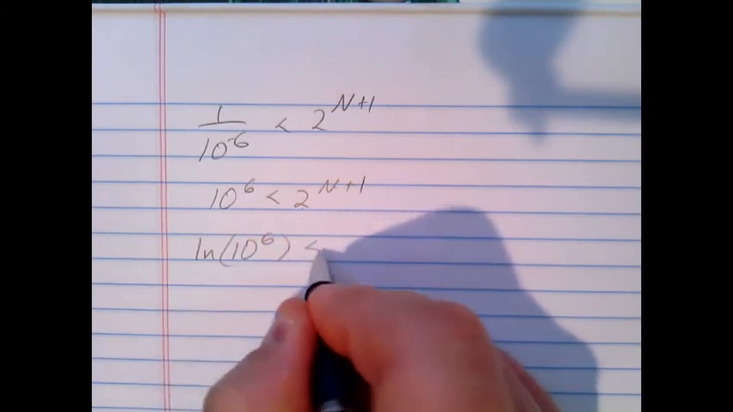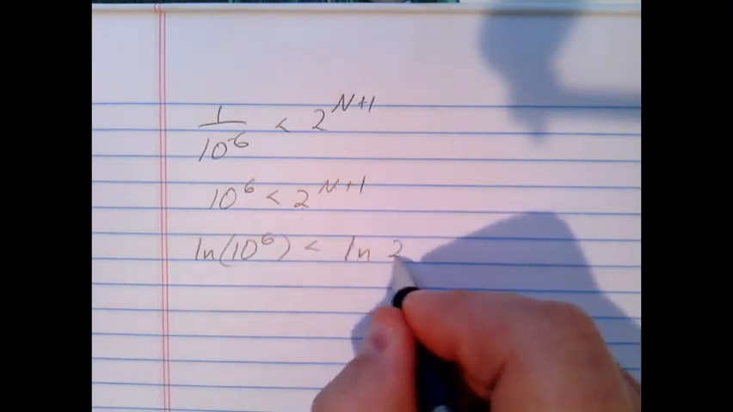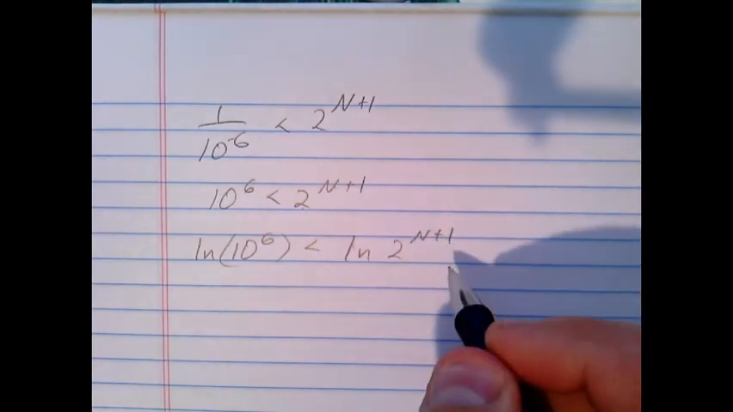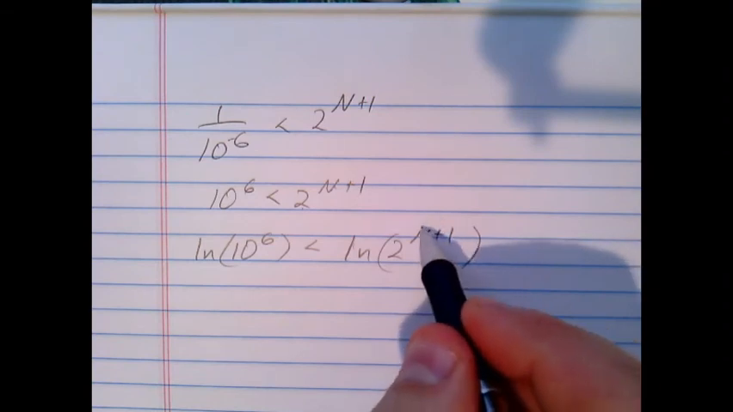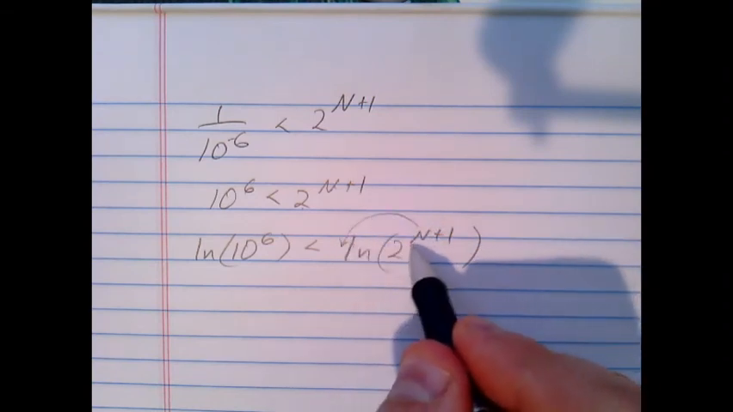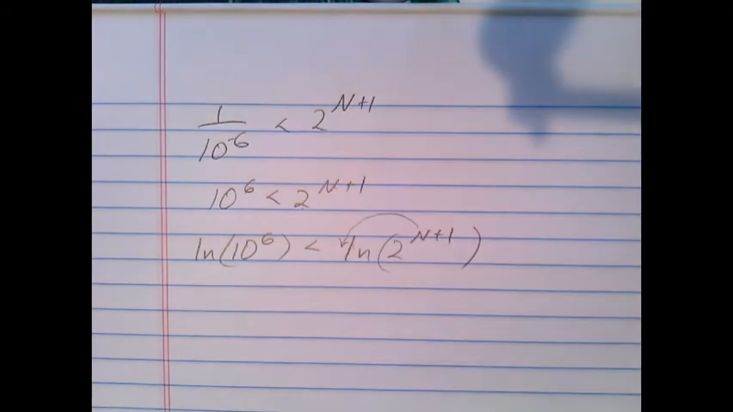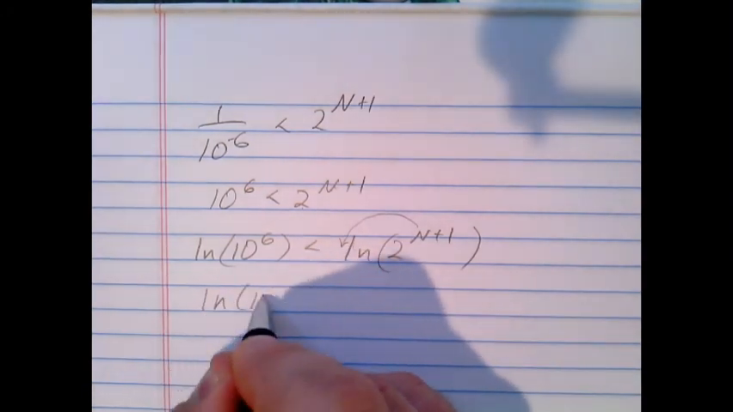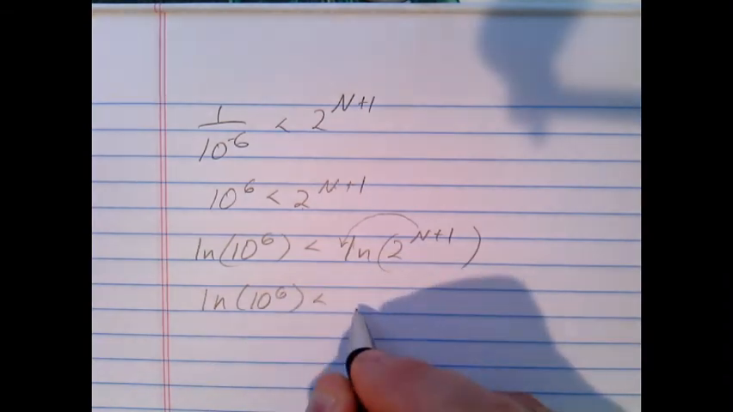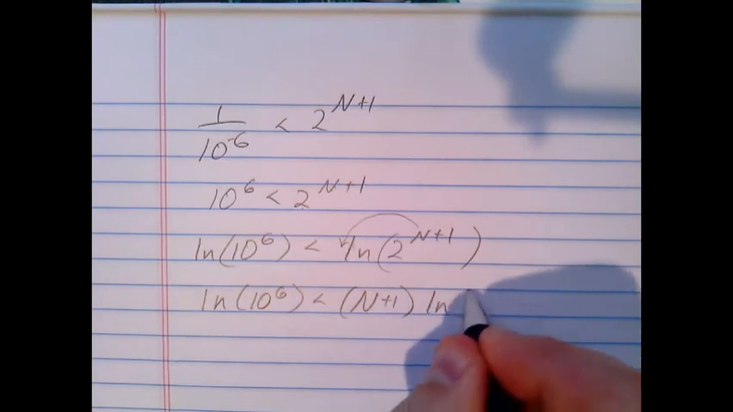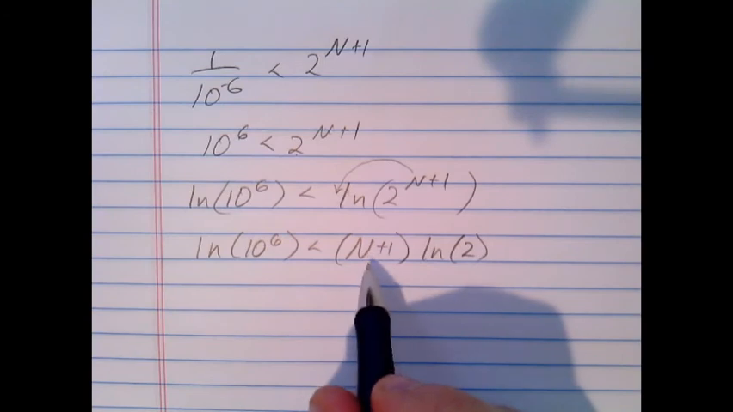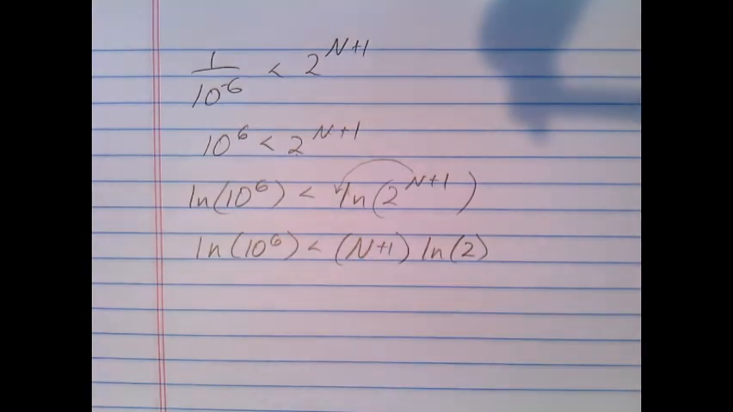Natural log of 10 to the 6 is less than natural log of 2 to the N plus 1. And the reason this is helpful is because now I can use the rule that says if you've got a log of something to a power, you can move that power down front. Alright, so natural log of 10 to the 6 is less than the quantity N plus 1 times natural log of 2.